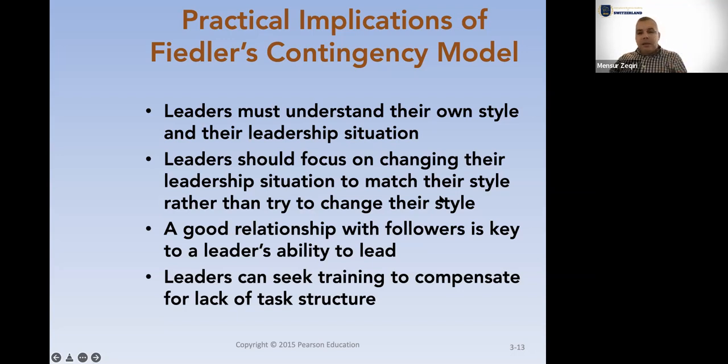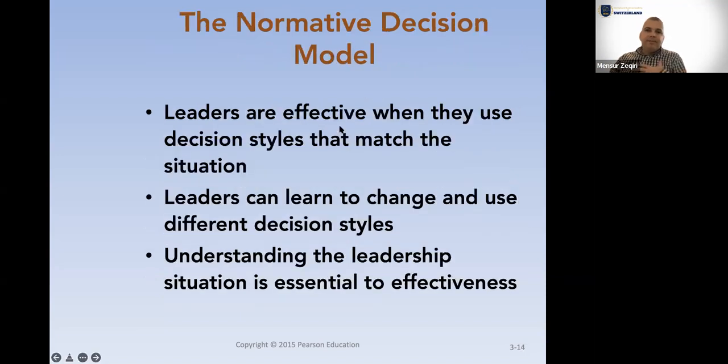Also, leaders can seek training to compensate for lack of task structure. So if you cannot do the task, as we said, those that did not have experience with doing a particular task, Fiedler's contingency model suggests that this is something that you can learn. So you can ask for additional training in the company wherever you are based individually. Go and train yourself to be able to better accomplish that particular task.